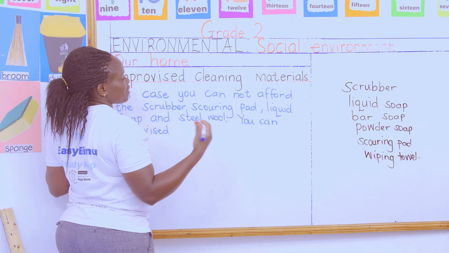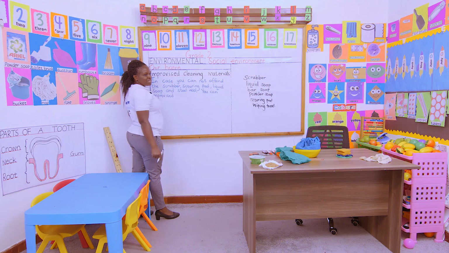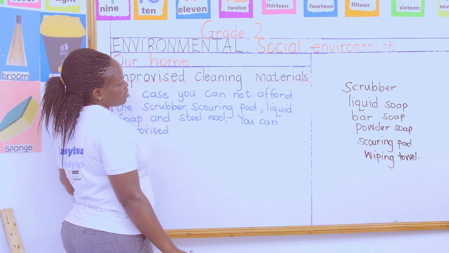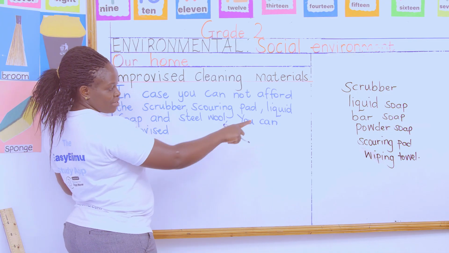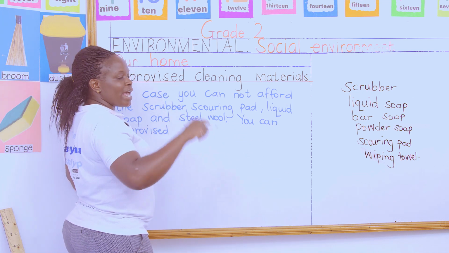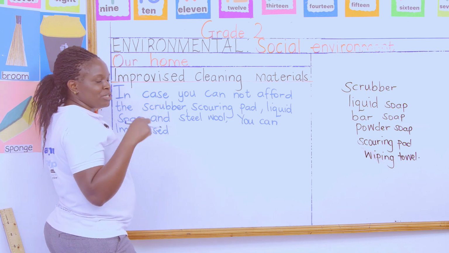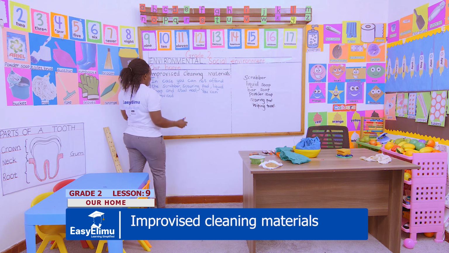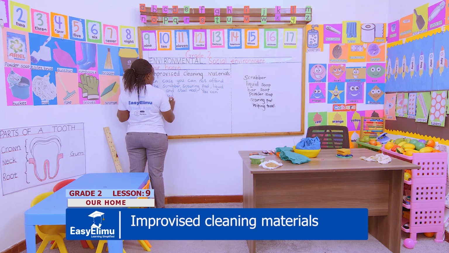Not just, if I don't have a liquid soap and I go for a bar soap, have I improvised? I have not improvised. But if I don't have liquid soap or bar soap or powder soap and I go for ash, I will have improvised. If I don't have a scrubber and I go for that piece of cloth, I will have improvised. If I don't have a scoring pad and I use the maize cob, I have improvised because I have looked at the cheapest and locally available material that can be used in place of that scoring pad, in place of that wiping towel.